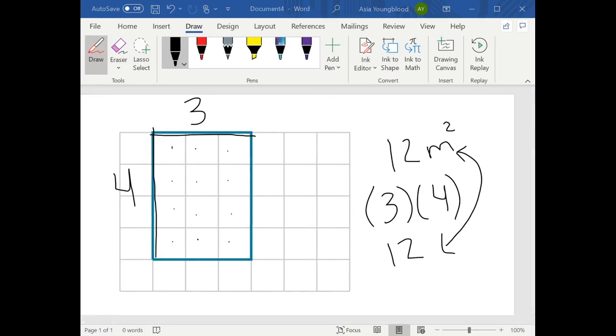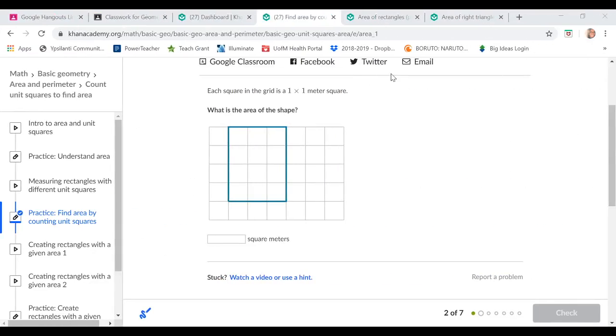So that answer for that problem, switch back to my other screen. That answer for that problem, is the recording? Yes, I am. Should be 12. So we'll type 12 in that box.